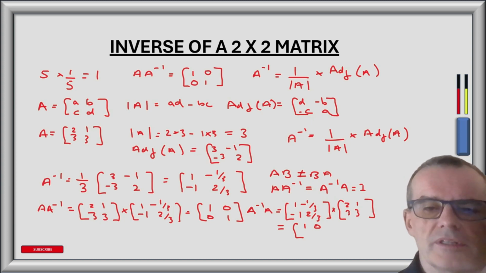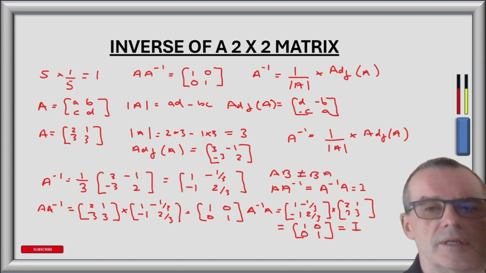And then moving on to the second row of the inverse, minus 1 times 2 is minus 2, and 2/3 times 3 is 2, so that leaves 0. And minus 1 times 1 is minus 1, plus 2/3 times 3, which is 2, and that leaves 1. So that equals the identity matrix. So we've checked our answer, and in this case it's correct.